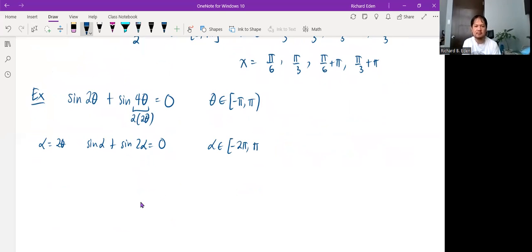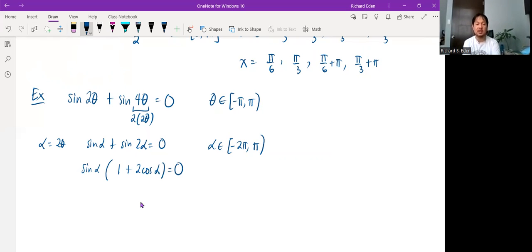Alright. Okay. But the equation itself, sine of alpha plus sine of 2 alpha. Sine of 2 alpha is 2 sine alpha cosine alpha. So 2 sine alpha cosine alpha plus sine alpha. Sine alpha times quantity 1 plus 2 cosine alpha equals 0.